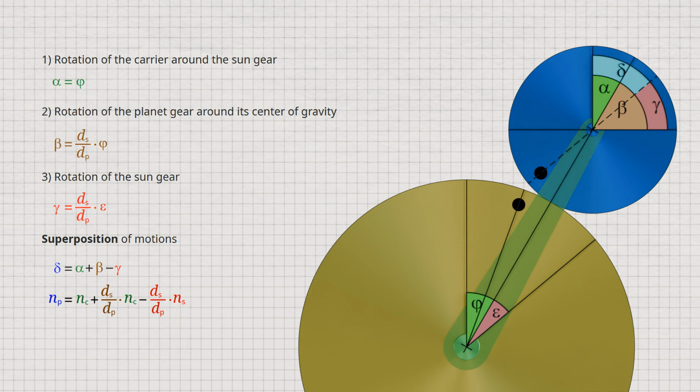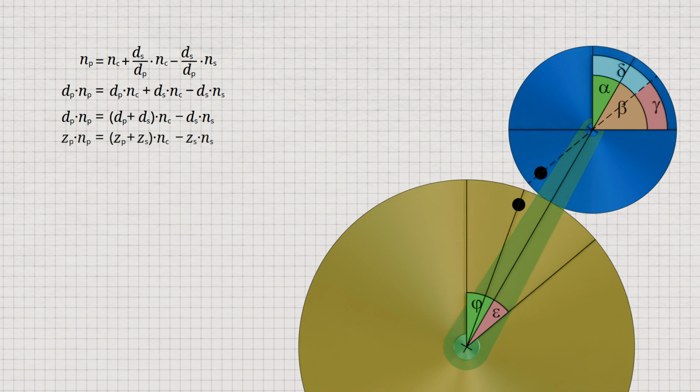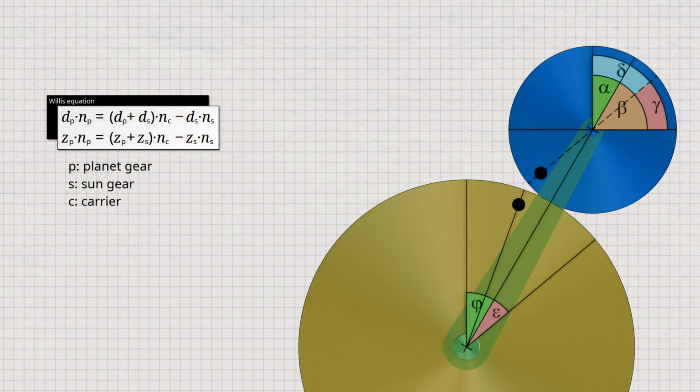For the sake of clarity, let's rearrange the equation a bit. This results in the equation shown. Since the pitch diameters of gears are directly proportional to the number of teeth, this equation can be expressed using the number of teeth of the gears instead of their diameters. This equation now describes the relationship between the rotational speeds of the planet gear, sun gear, and carrier as a function of the number of teeth on the planet gear and sun gear. This equation is referred to as the fundamental equation of planetary gears, also known as the Willis equation.